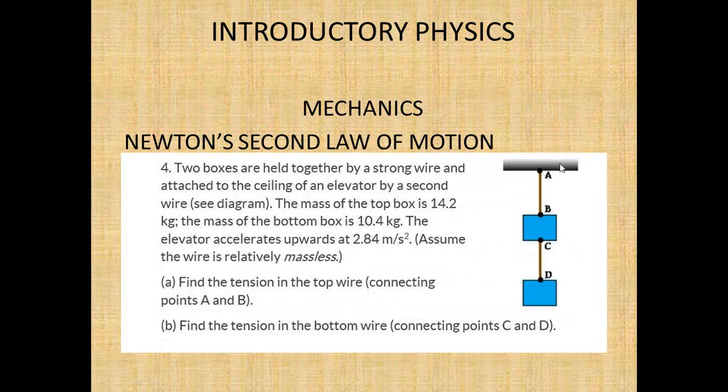All right, so it's the ceiling of the elevator. You have a wire attached to this box, which is 14.2 kilograms. Then there's another wire attached to the bottom box, which is 10.4 kilograms. And the elevator is accelerating upwards at 2.8 meters per second squared. They want you to find the tension in the top wire and then the tension in the bottom wire connecting A and B. All right, so again, the same thing.